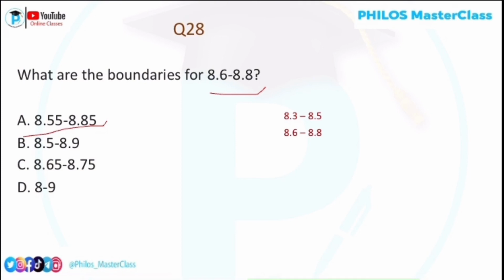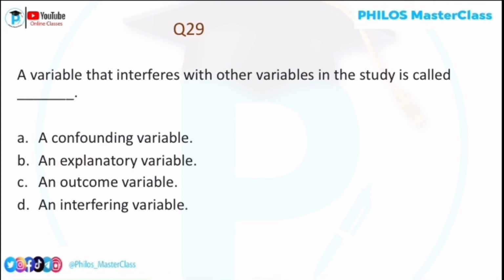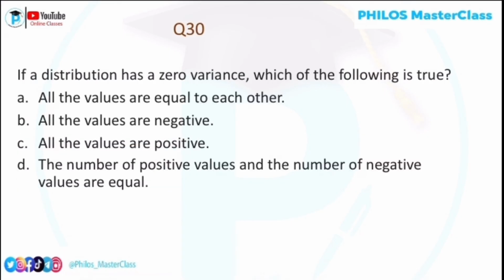So let's proceed to the next question. This question says, a variable that interferes with other variable in a study is called a confounding variable. Okay, it's called a confounding variable.